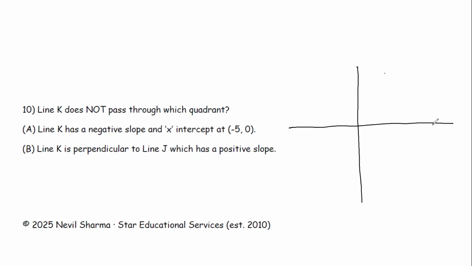Line K does not pass through which quadrant? So these are the first, second, third, and fourth quadrant. Line K has a negative slope and x-intercept at minus 50. So this is my negative 50. And it has a negative slope. So if it has a negative slope, then the line will form an angle greater than 90 degrees. And as you can see, this line with a negative slope with x-intercept at negative 50 will not pass through the first quadrant. So A answers.